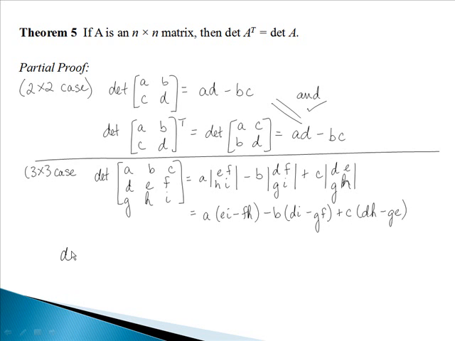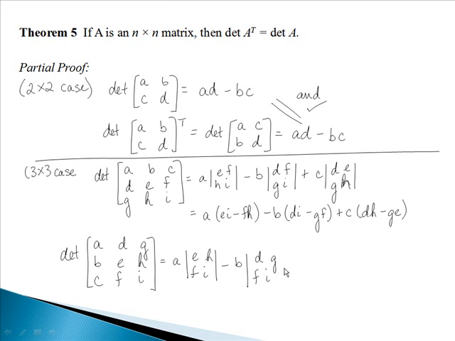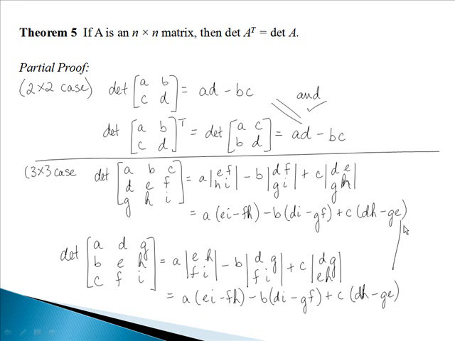And now let's look at the transpose. If I take the determinant of the transpose, with rows ADG, BEH, CFI, which is equal to A, and we'll go down the first column, times the determinant of [E, H; F, I], minus B times [D, G; F, I], plus C times [D, G; E, H], which will become A times (EI minus FH) minus B times (DI minus GF) plus C times (DH minus GE). So we see then that the two determinants are equal.